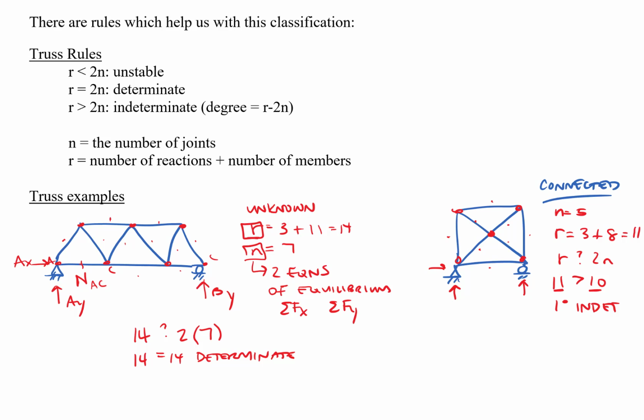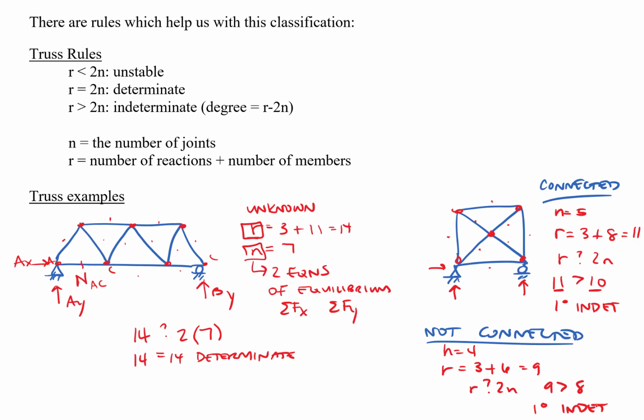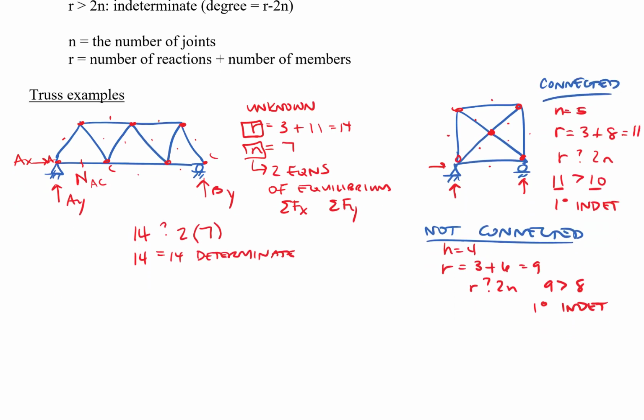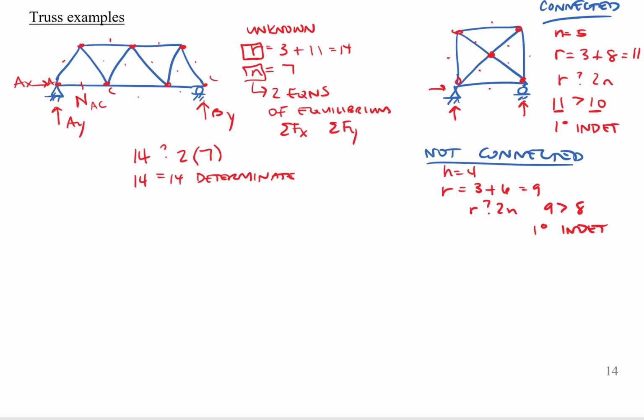If I have it disconnected at that middle joint, I now have n equal to 4. R is still 3 plus, now I only have 6 members. I still have 9 is greater than 8. I'm still 1 degree indeterminate. So it's not going to matter whether that joint is connected or not. I'm going to see the same degree of indeterminacy.